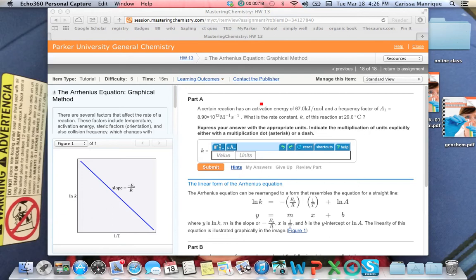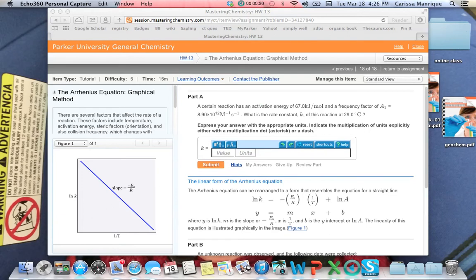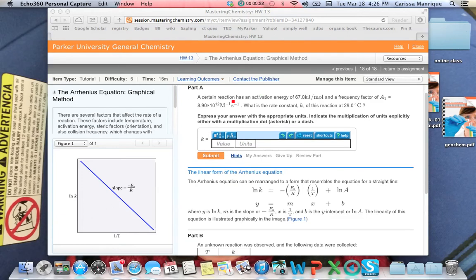I think they're in random order. Okay, but it is an Arrhenius equation problem. It says a certain reaction has an activation energy of 67 kilojoules per mole and a frequency factor of 8.9 times 10 to the 12. What is the rate constant K? The temperature is 29 degrees. This one here is pretty straightforward. You're just going to plug these numbers into the Arrhenius equation and make sure your units are correct.